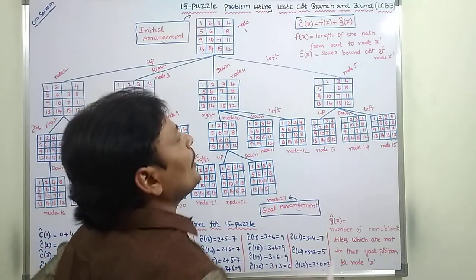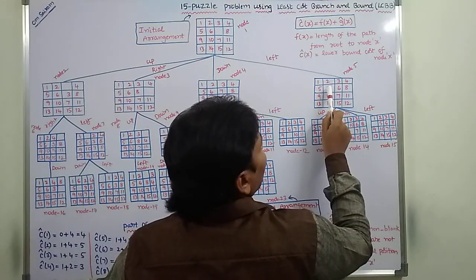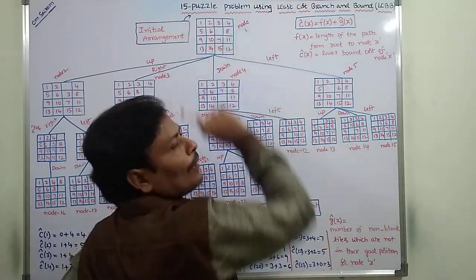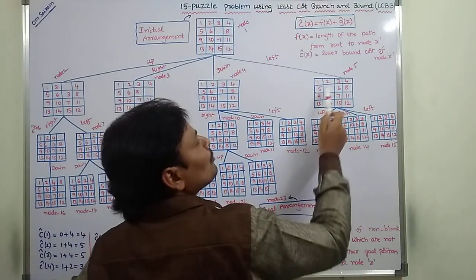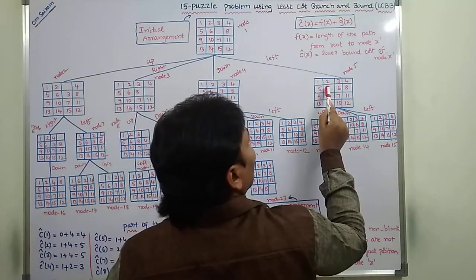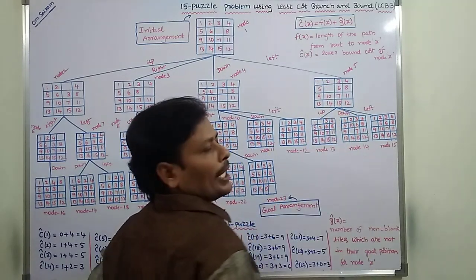Okay, so node 5. The empty tile can be moved to right, then we are getting the node 1. So that right movement cannot be used here. Okay, so the empty tile can be moved to left direction, up direction and down direction.